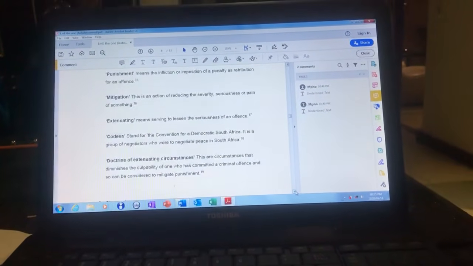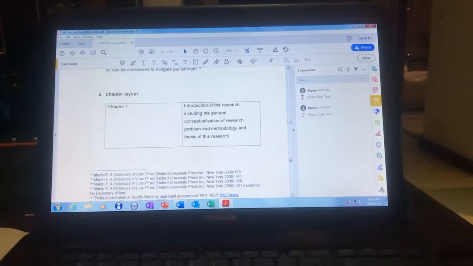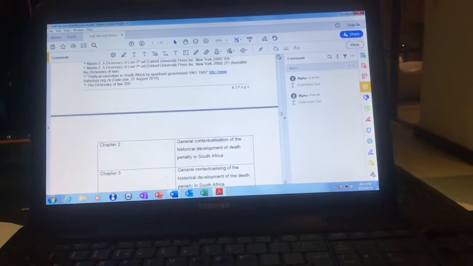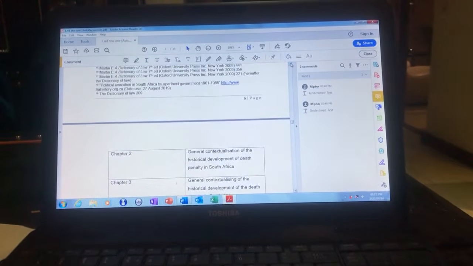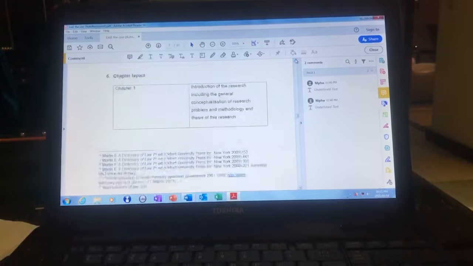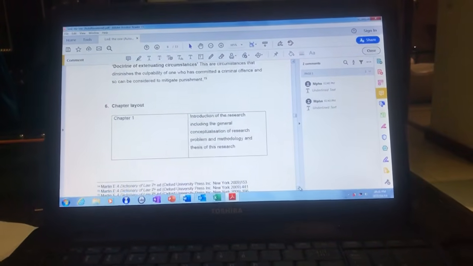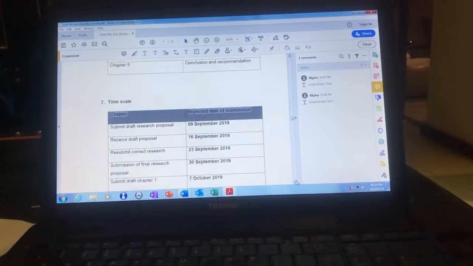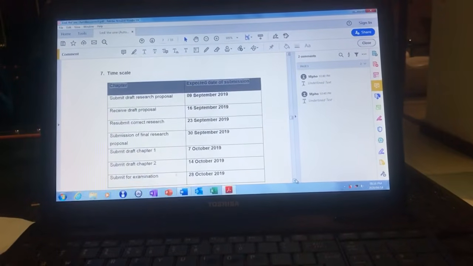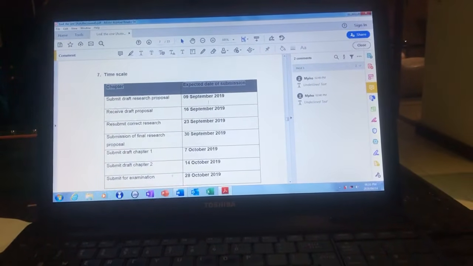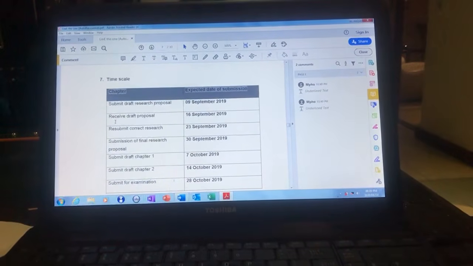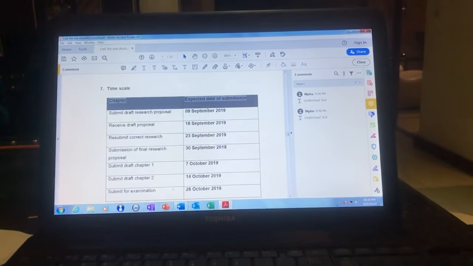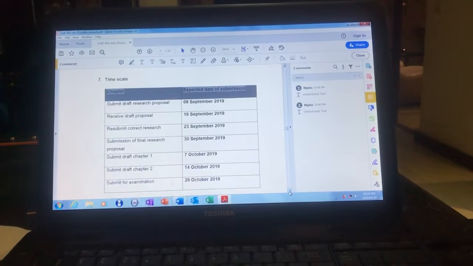And then your time scale. Is it time scale? I think it's chapter layout. Your chapter layout will include an explanation of the format of each chapter and what it entails. This is your chapter layout. After the chapter layout, you probably find in most cases your time scale. For my time scale, I personally assumed my dates for my submission draft, and when I'll be receiving my proposal with my marks and so forth. You can copy the same but with different dates.